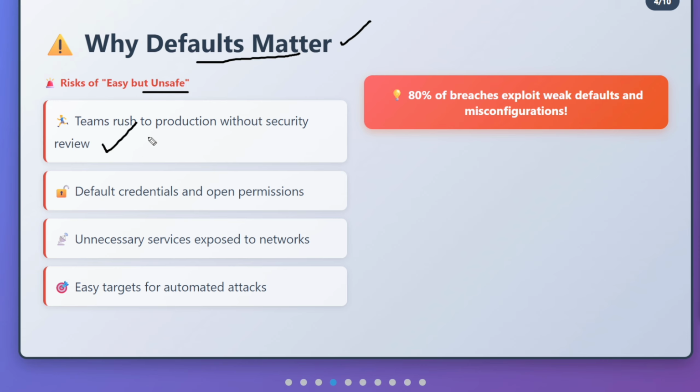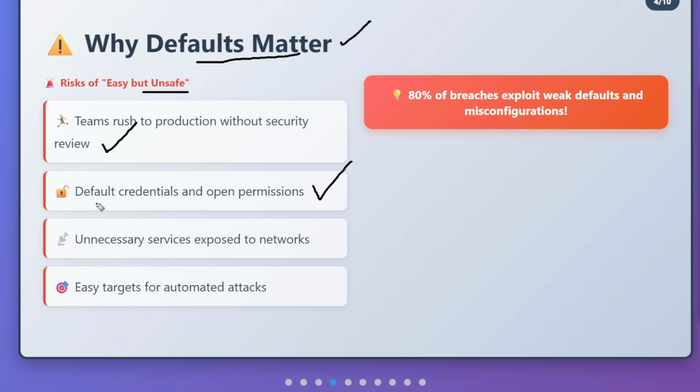Teams rush to production without a security review. Obviously the teams look for production releases and they will rush for that, right? So we need to make sure security checks are not skipped, and basically this will leave the containers in an unpatched state. Okay, and obviously they may have weak settings, and the containers can be exposed.